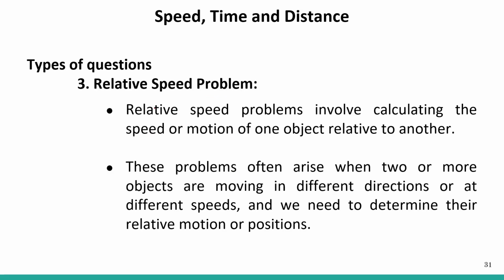Okay, so let's see the third kind of question, that is on relative speed problem. Relative speed problems involve calculating the speed of motion of one object relative to another. In this scenario, we use the formulas and convert the scenario to a simpler one, where multiple objects are not moving, only one object is moving, and the others are still. These problems often arise when two or more objects are moving in different directions or in the same direction. So we need to determine their relative motion or positions.